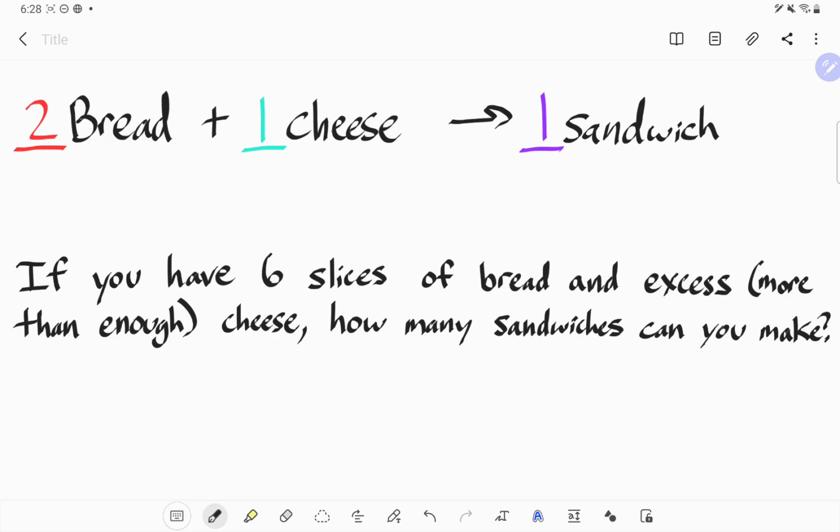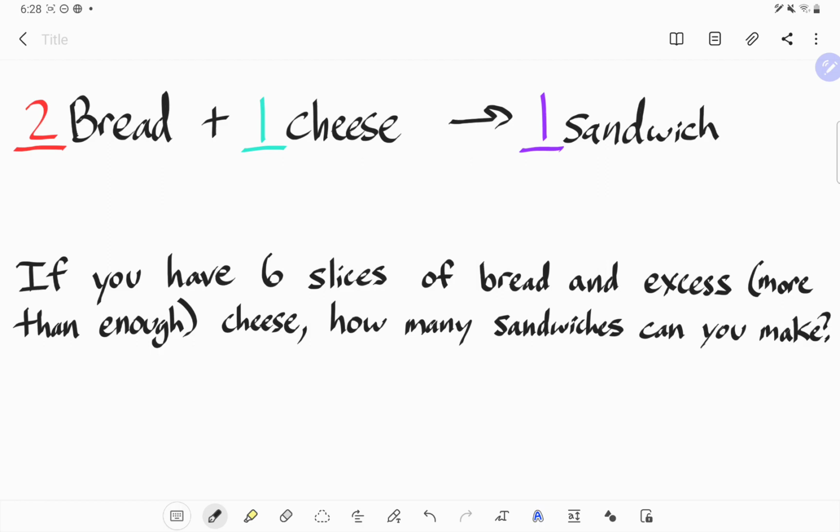If my entire fridge is filled with cheese, I've got so much cheese that it's irrelevant. I've got too much. I've got excess cheese. But I only have 6 slices of bread. How many sandwiches can I make? Pause the video, and I bet a lot of you can probably figure this one out.